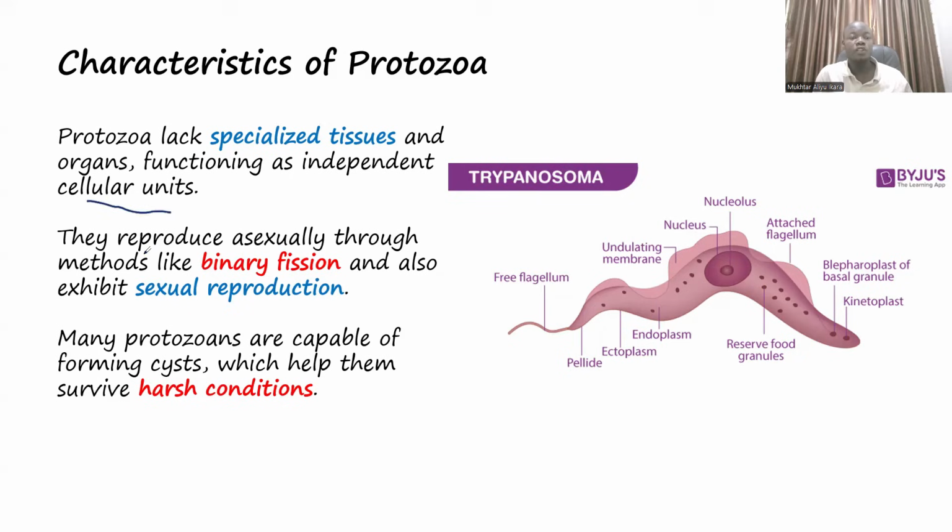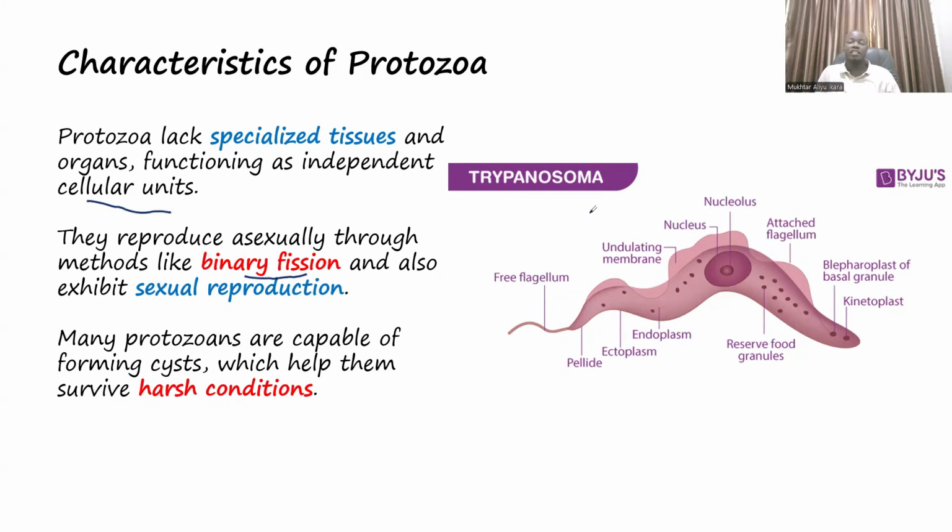as cellular units. Generally, their mode of reproduction is asexual, most of them using binary fission. By binary fission, that is by dividing themselves into two, this organism can be divided. They also exhibit sexual reproduction. Many protozoans are capable of forming cysts, which help them to survive harsh conditions.